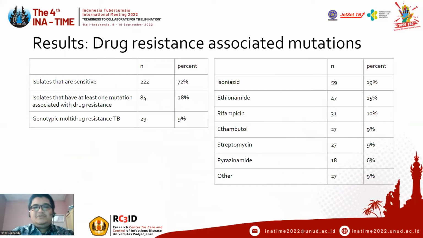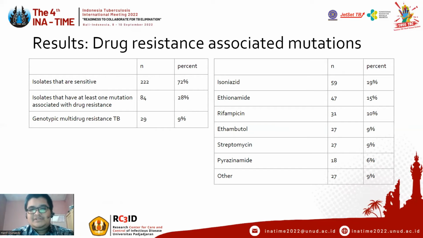From the results of TB Profiler, we obtained the drug resistance associated mutations. A majority of the isolates that we obtained, 72%, are sensitive to anti-tuberculous drugs. About 28% have at least one mutation that is associated with drug resistance, and a total of 9% had mutations that are associated with multi-drug resistant TB.